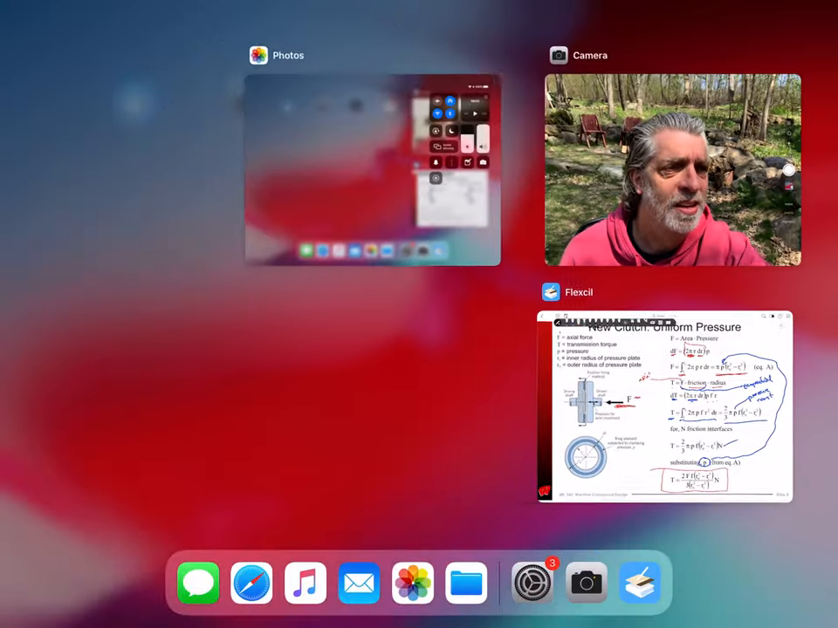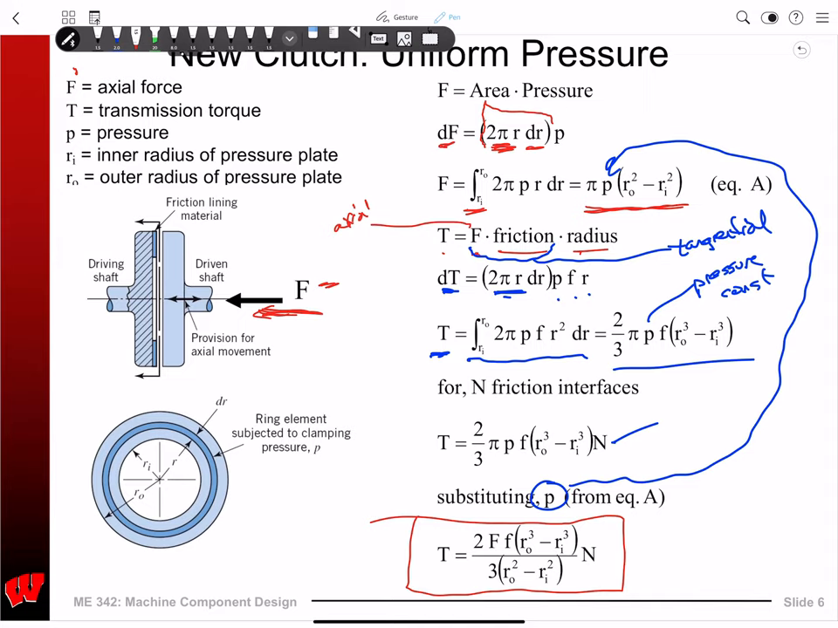All right, so let's take a look. Does this equation make sense? So here I've got some clutch, it's got an inner radius, an outer radius. I've got some force. If I increase the force that I squeeze these things together with, I'll get an increase in torque. Yeah, I'm cool with that. If I increase the friction, I'll get more torque. Yeah, that makes sense too. If I increase the outer radius, so I make this bigger and bigger, that number gets bigger inside the parentheses, so yeah, sure, I get more torque.